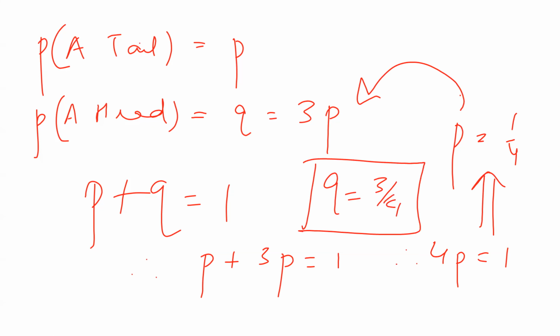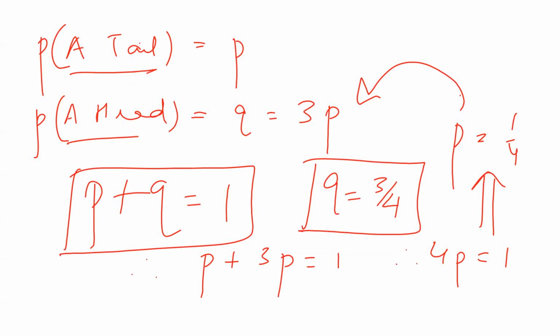Now many students might get confused about why I have taken P plus Q is equal to 1. Because it's a probability distribution of one throw of a coin. So we might get a head or we might get a tail. Probability of getting a tail is P, probability of getting a head is Q, and the summation of all probabilities is equal to 1. So P plus Q is equal to 1. And why am I taking Q as 3P? Because head will occur 3 times as that of tails, and this is also mentioned in the problem.